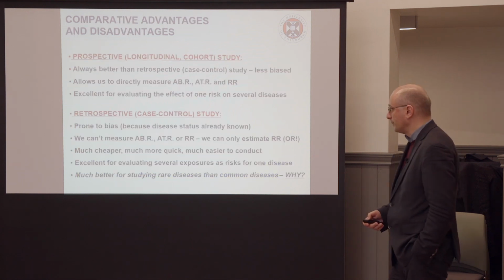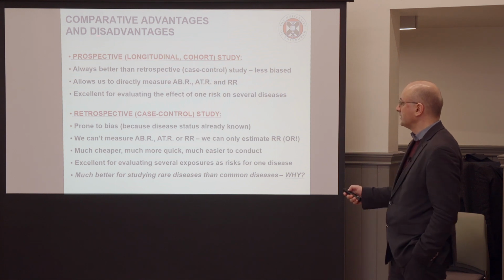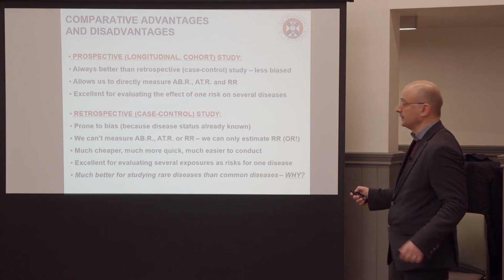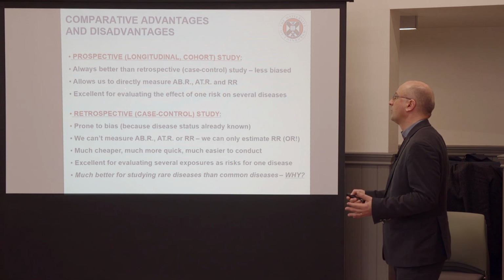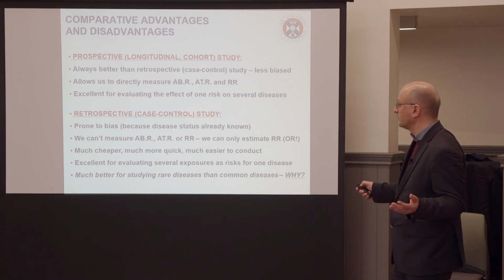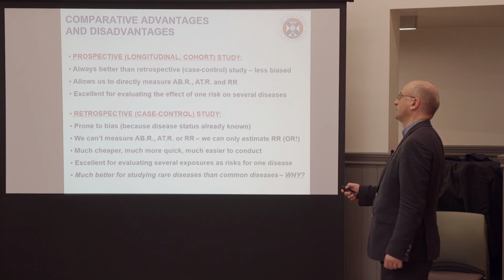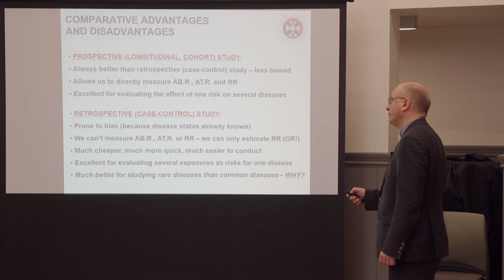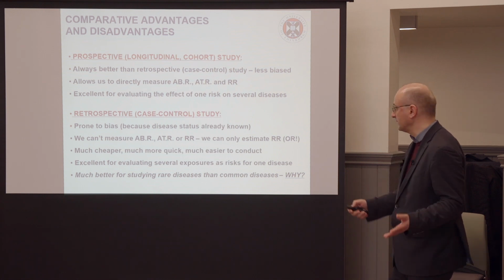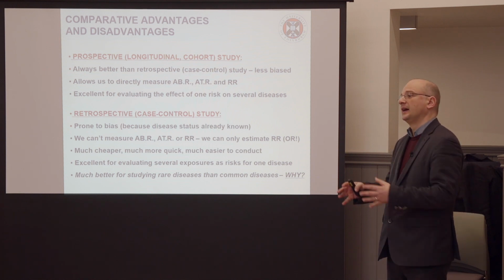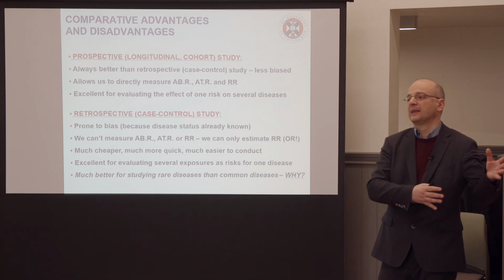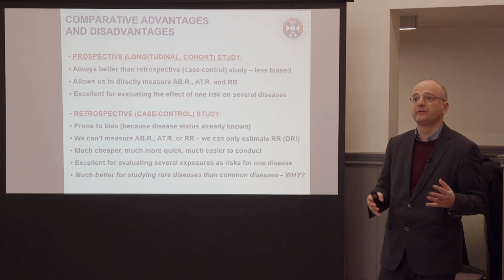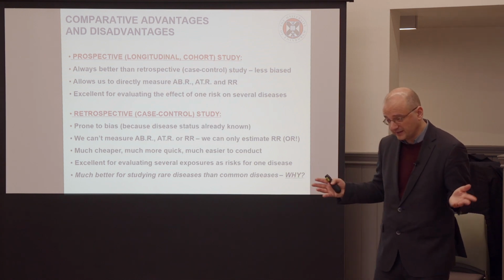So let's compare these two studies. What are the advantages and disadvantages of prospective and retrospective study? A prospective study, or longitudinal or cohort study, is always better than retrospective because it's less biased. It allows us to directly measure absolute risk, attributable risk, and relative risk. It's excellent for evaluating the effect of one risk on several diseases because you start with one exposure group and non-exposed, and you follow them, and you can follow the effect of this risk factor on all sorts of diseases.